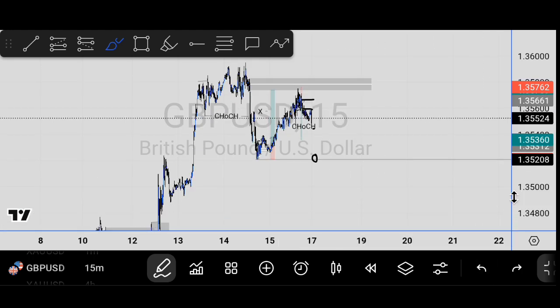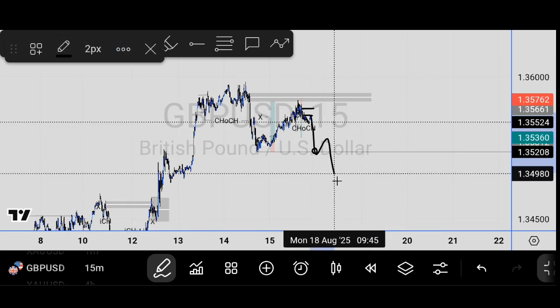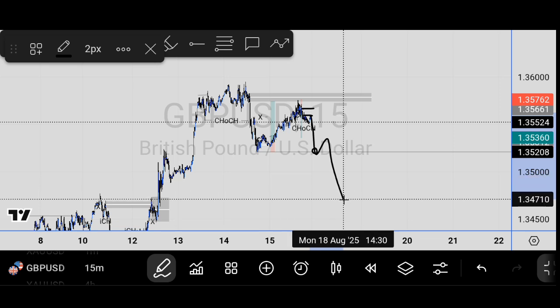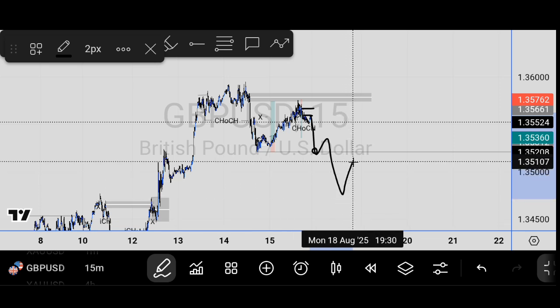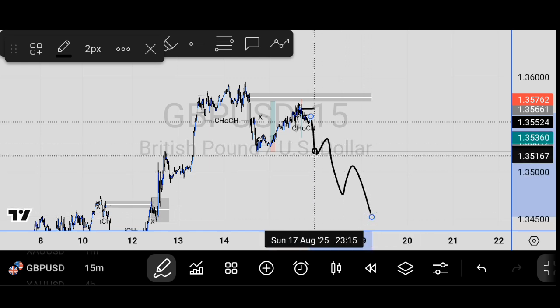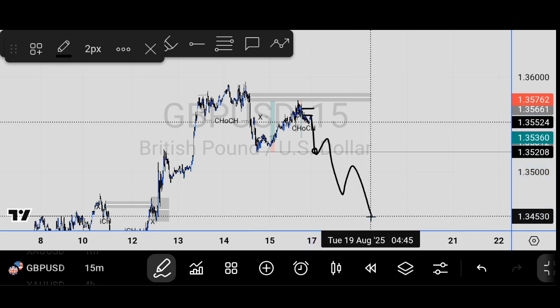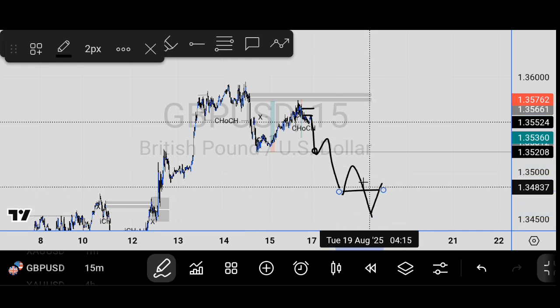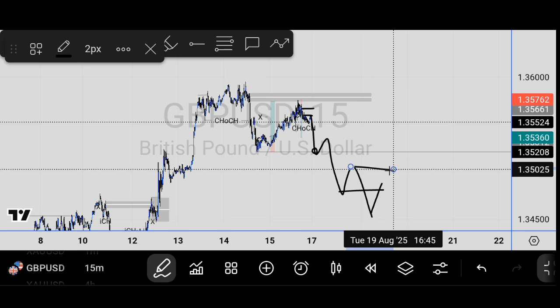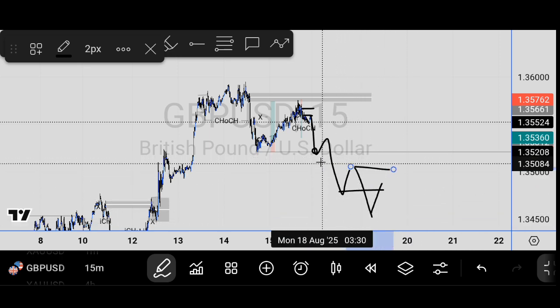Wait, I want to show you possible moves. So let's say price does something like this and gives us an extended move. So instead of going to tap this order flow, it came down. You understand? So there is already an imbalance right here. So in this case, we can't sell from this order flow, because price has already left an imbalance here.